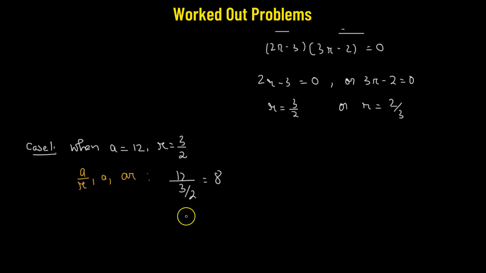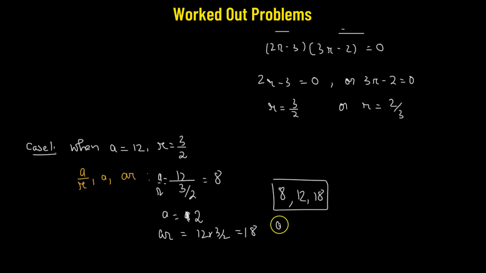Then we have a, so our a value, we've already obtained the value of a, so this is 12. And finally ar, so this is going to be a times r, so 12 times 3 over 2. So this is going to give us 18. So that means 8, 12 and 18. So these are the numbers that are going to be in GP.